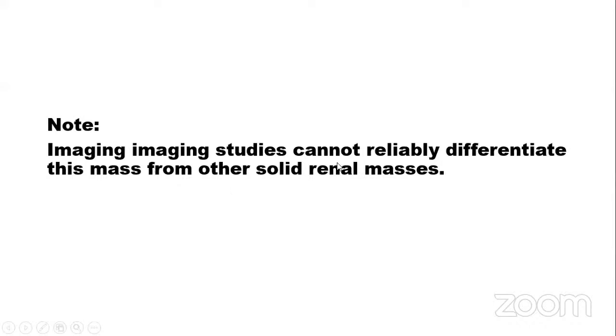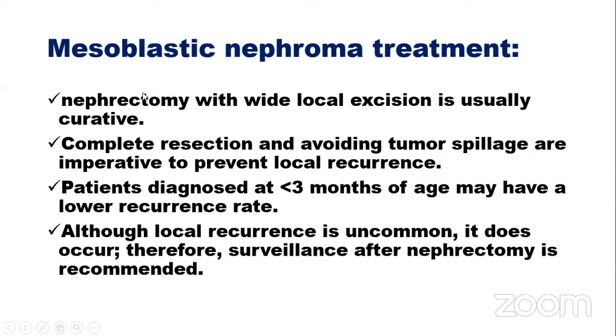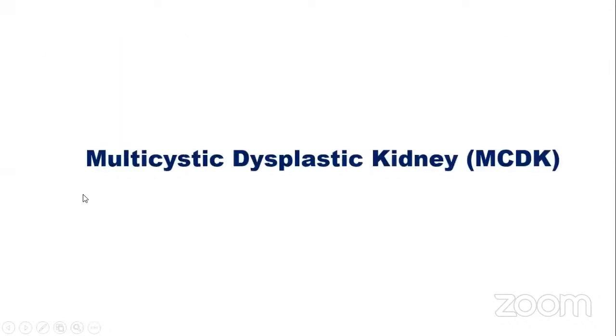Imaging cannot really differentiate this mass from other solid renal masses, so the histology is diagnostic. Mesoblastic nephroma treatment: nephrectomy with wide local excision is usually curative. Complete resection and avoiding tumor spill is imperative to prevent local recurrence. Patients diagnosed at less than 3 months of age may have lower recurrence rates. Local recurrence is uncommon, but it does occur. Therefore, surveillance after nephrectomy is recommended.